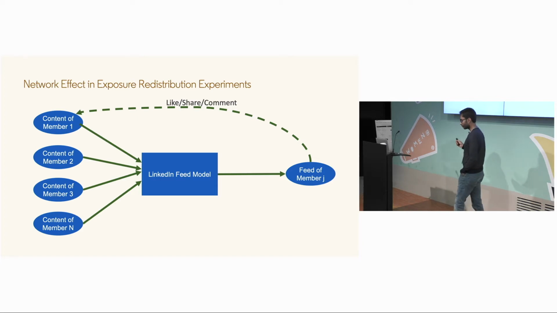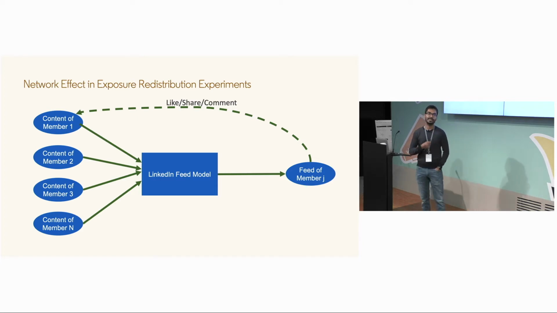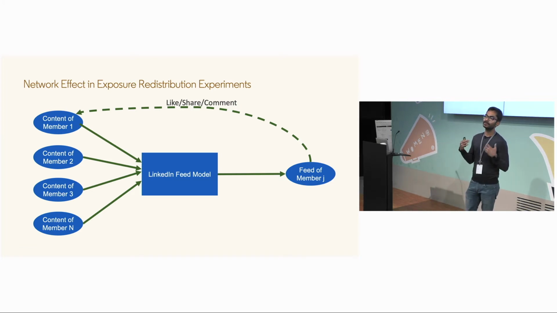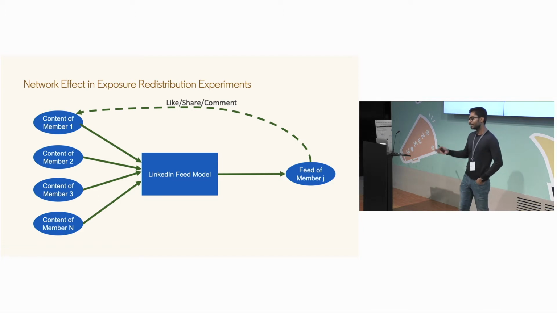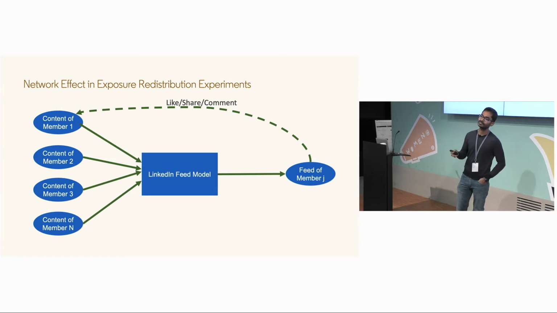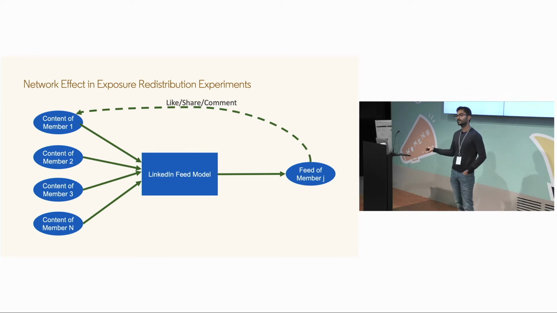So what is that? Let me explain what a LinkedIn feed model is. Whenever a viewer comes to LinkedIn, they view content created by other members at LinkedIn, right? And then the feed model decides which content goes to which viewer. So the feed model is not only deciding the fate of the viewers, what they're going to see, it's also deciding the fate of the creators, how many viewers they're going to have. So it has a direct effect on the viewers and some indirect effect on the creators, right?